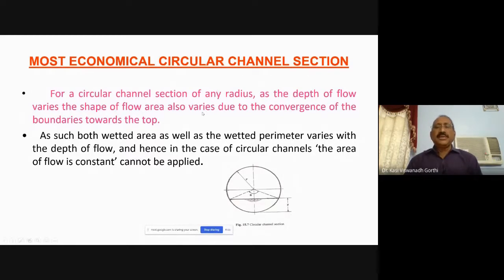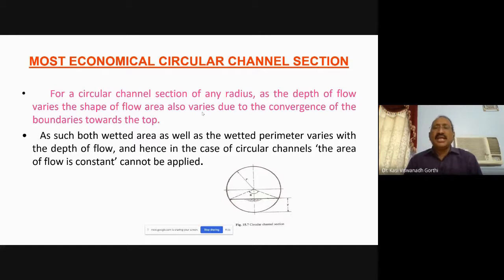So in the case of the most economical rectangular, triangular or trapezoidal channel sections, we have used the conditions like, for a given channel, the roughness coefficient is constant, the longitudinal slope is constant, and the wetted area is constant. These are the conditions that we have used, based on which we apply either the Chezy formula or the Manning's formula, and then arrive at the equation for the wetted perimeter for different shaped channel sections, differentiating it, equating it to 0, and we arrive at the conditions for the most economical channel sections.